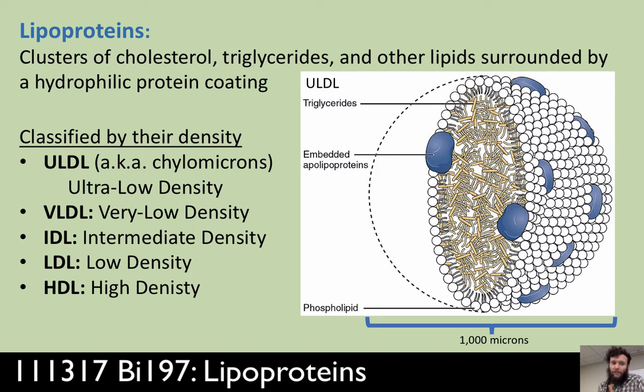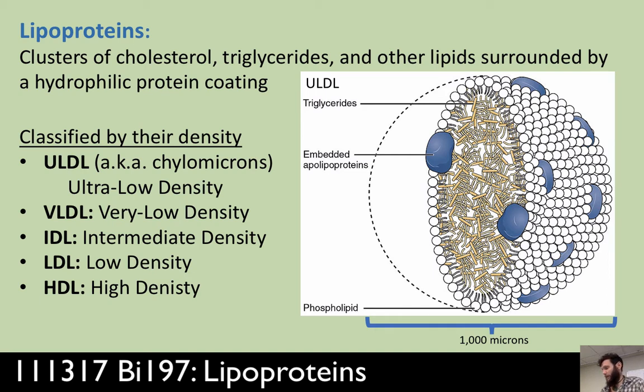So the largest of them, and their density, of course, tracks along with their size. So the ULDLs are the largest of them, and the biggest ULDLs or chylomicrons are up to 1,000 microns. How big is a 1,000 microns? Anyone remember their metric conversions? So a micron is 1,000th of a millimeter. Micro versus milli is an order of 3. So 1,000 microns is 1 millimeter.